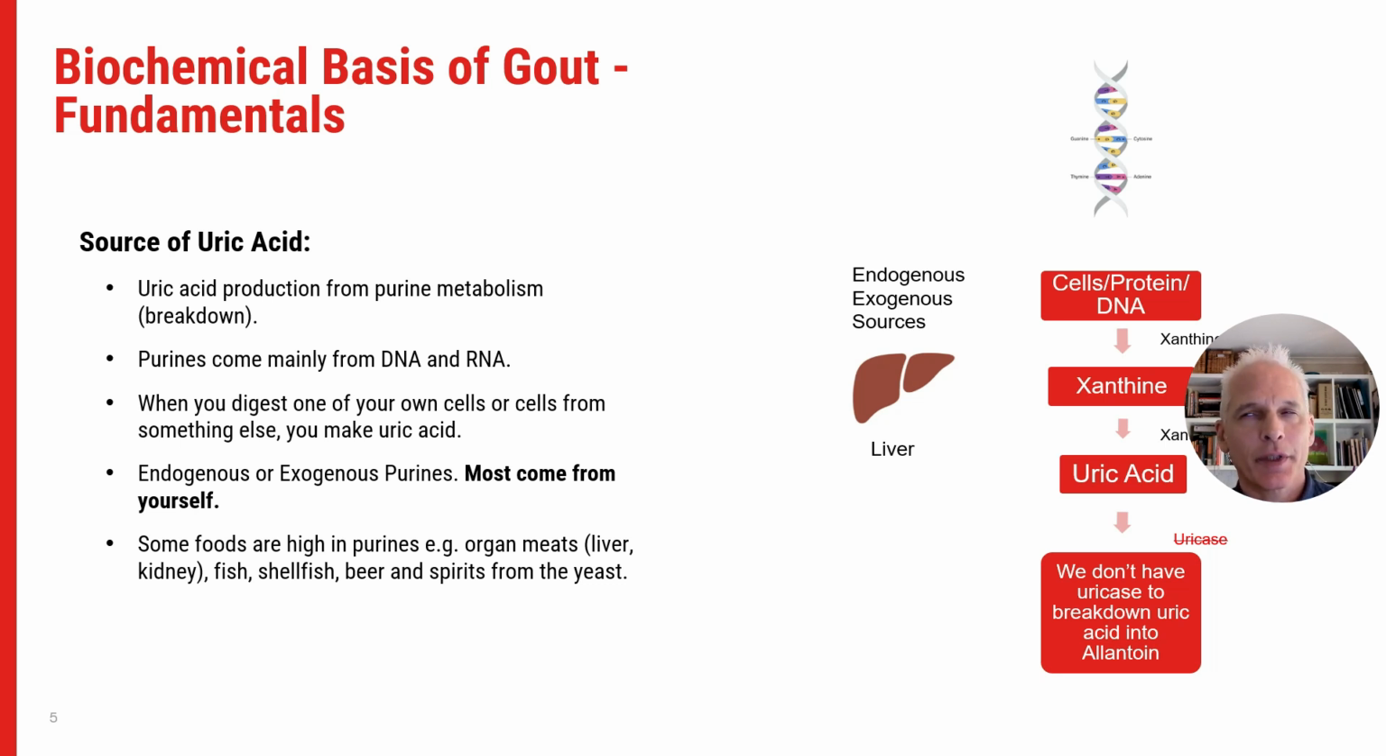So let's go into this in a bit more detail. Uric acid production comes from purine metabolism, as I've just said, and the purines come from DNA and RNA. I've drawn a little picture up here of a chromosome, and in between that you will see the links of purines. There are 4 purines that are involved in making chromosome DNA and involved in RNA.